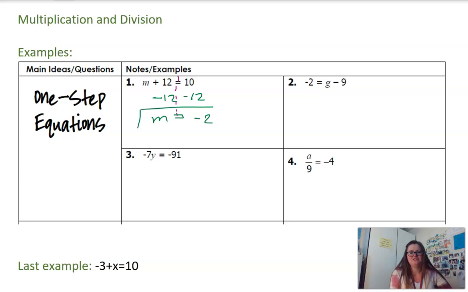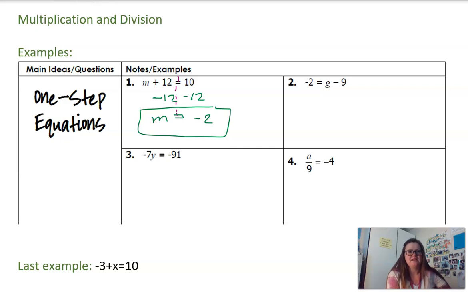And if I want to check that, I should just think, okay, negative 2 plus 12, that is 10. So it's correct. Hopefully that was easy and you remember that. You might have been able to do that in your head, but again, I want you to practice using these inverse operations so that you're good at it.